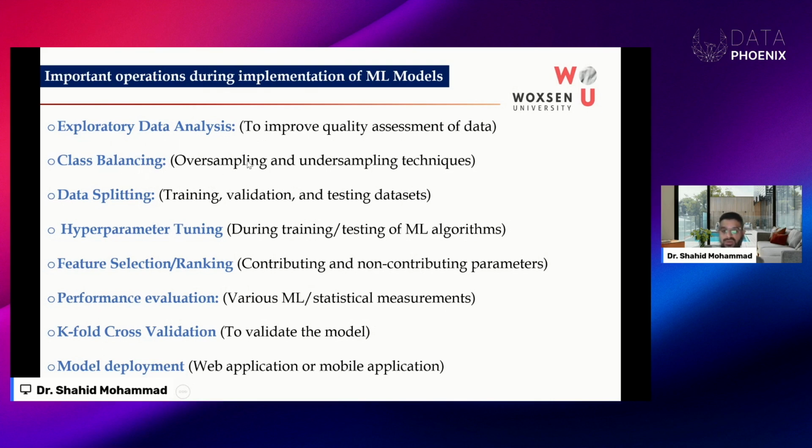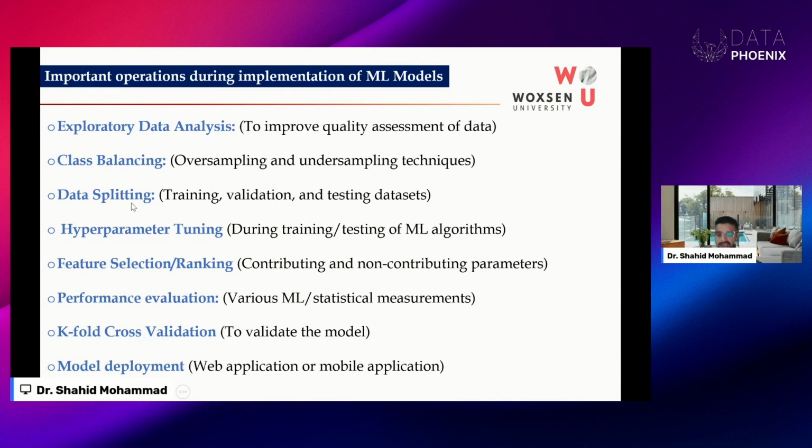In oversampling we have so many techniques, and in undersampling as well we have a lot of techniques that we can use, so that we can make a class balance, or make a target variable balanced in nature. So this is again a very good operation that needs to be done before applying machine learning models.